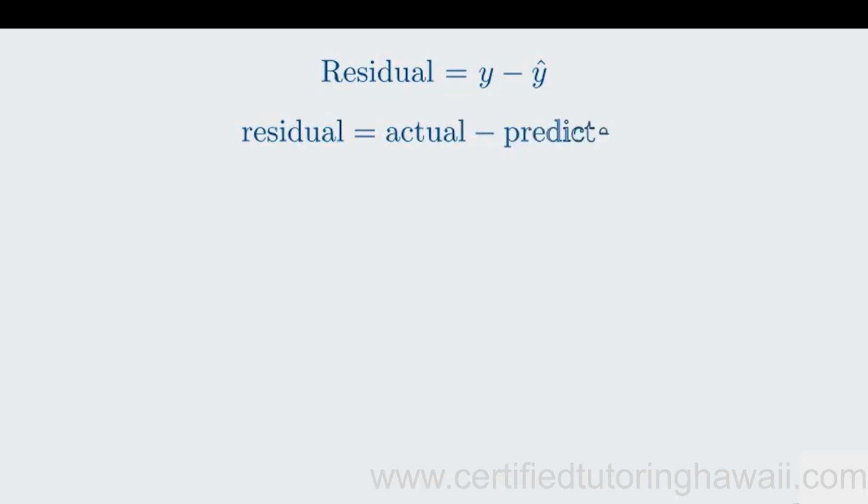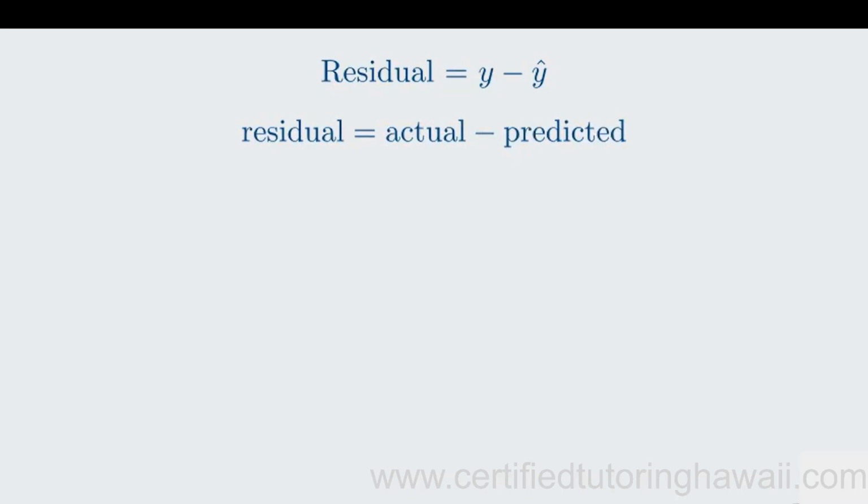The core of this topic is the residual. A residual is simply the difference between the actual observed value, which we call y, and the predicted value from our regression line, which we call y hat. A helpful way to remember this is AP, actual minus predicted.